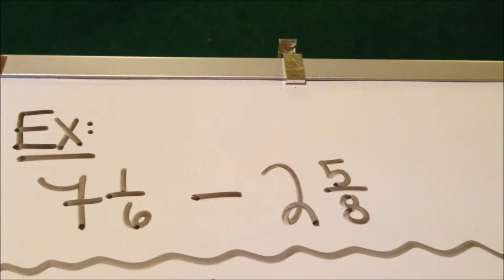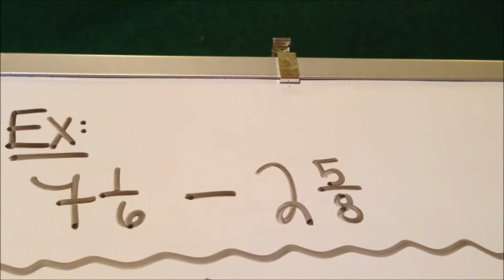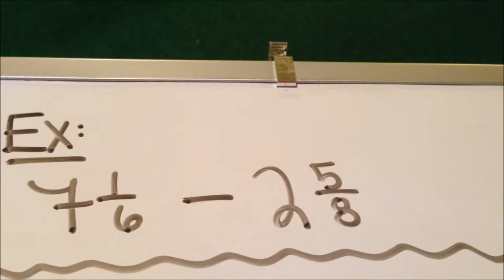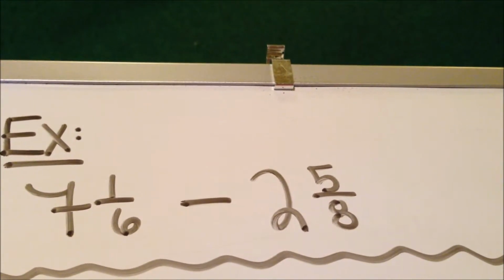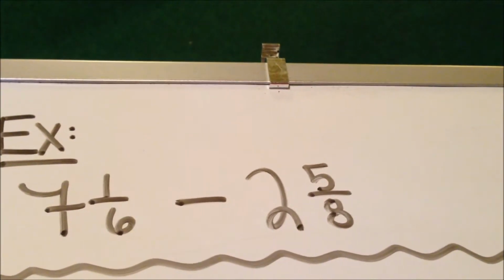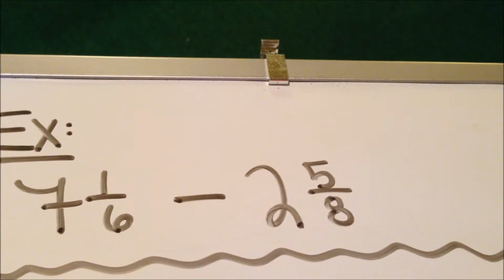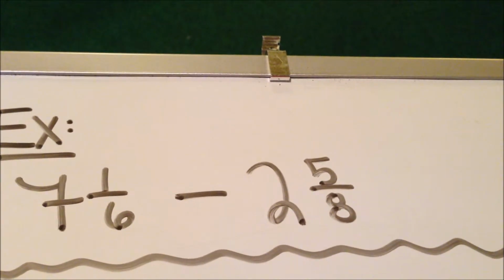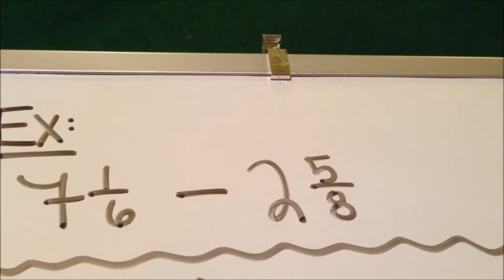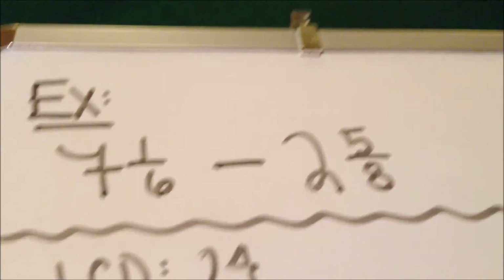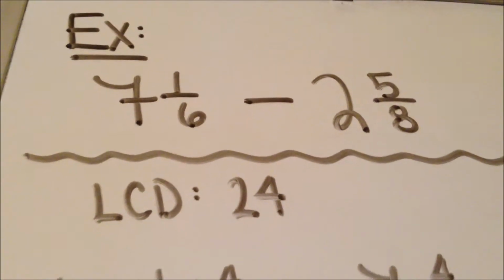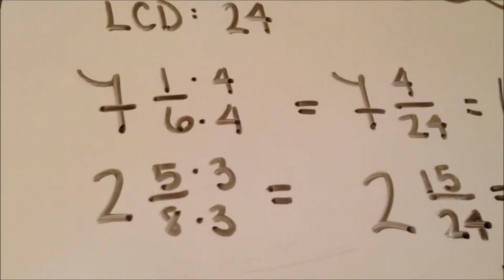Okay, let's try 7 1/6 minus 2 5/8. Notice that 6 and 8 are unlike denominators, so we have to find the LCD. The LCD is 24 if you take multiples of the larger number, 8, 16, 24, etc. You get 24. That also works for 6. Okay, so now let's create equivalent fractions.